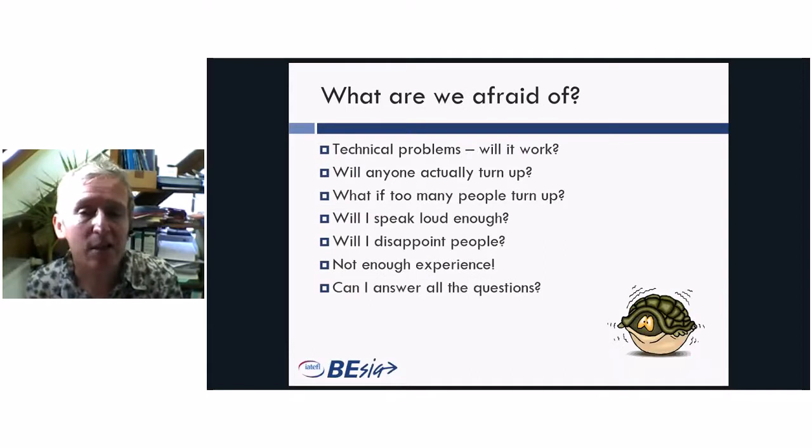Then the second thing is, of course, what are we afraid of? The biggest hiccup is usually technical problems. If it can go wrong, it goes wrong. Next to this is whether anybody will turn up, so the question of the audience. It could also be that too many people turn up, so instead of 10 or 20 people, you're sitting there with 50. And other things are about the voice.